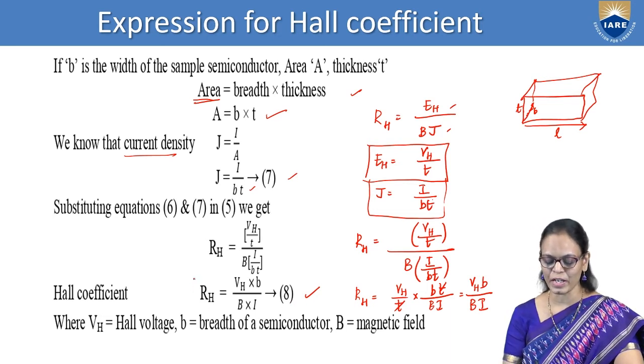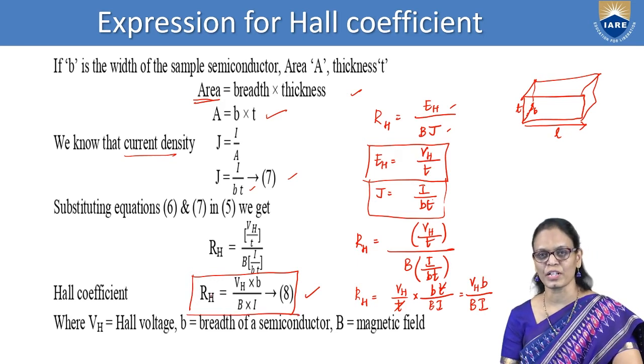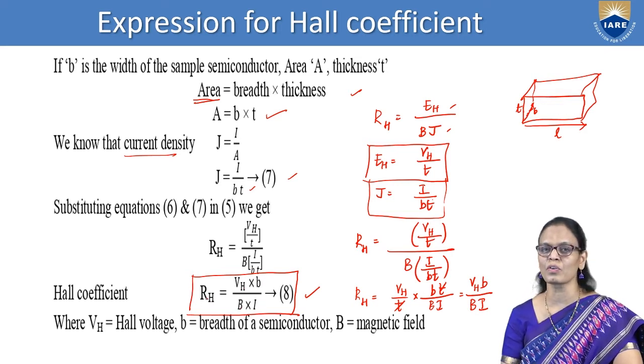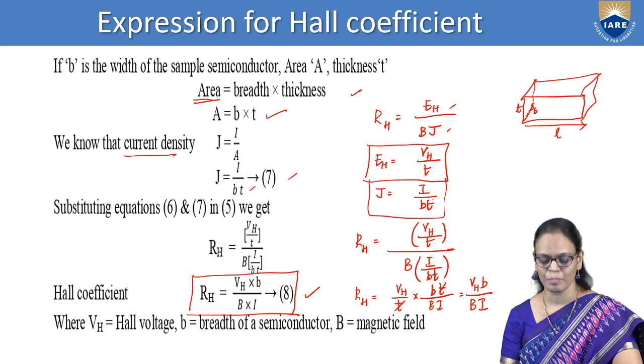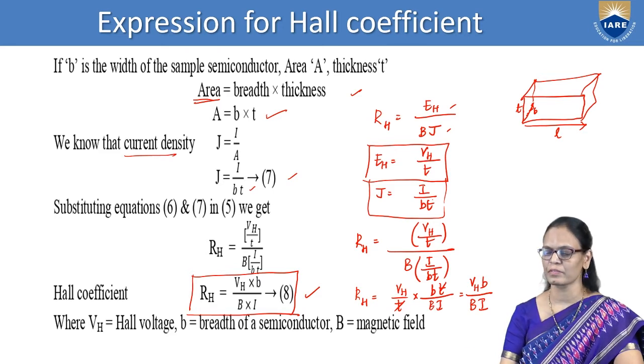So what we have done now is derive an expression for the Hall coefficient. RH is equal to VH into b upon B into I. Because if you know the Hall coefficient, if the value of the Hall coefficient is negative, then we have seen that RH negative means it is N-type. If RH is positive, it is P-type. So with the help of this expression, we will be able to know which type of semiconductor it is.